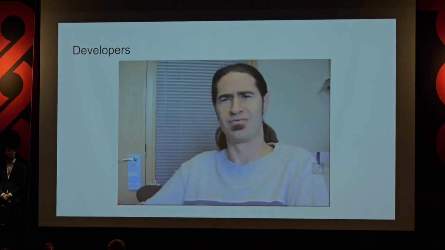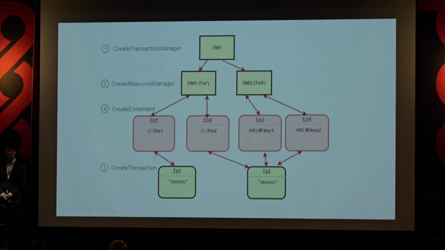There is a video from the Vista era where the developer shows this diagram explaining what KTM is, which is quite nice, actually. Anyway, this is the workflow if you want to create the objects in the kernel. You create a transaction manager, then you create a resource manager to deal with the different resources, for instance files and registry. Then you create a transaction, which is just an object that tracks the transaction, you don't even pass any arguments, and then you create enlistments that are the different operations that are part of the transaction.